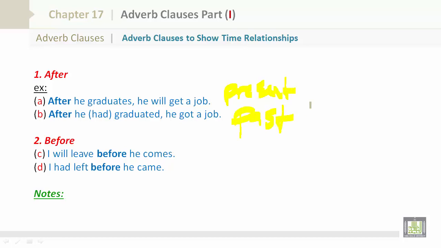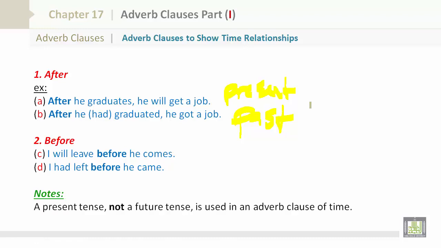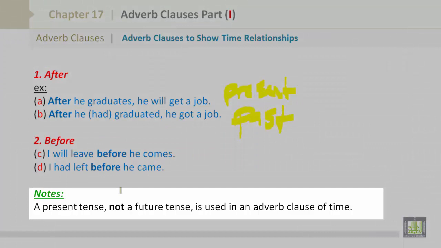Number 2, before. C, I will leave before he comes. D, I had left before he came. A and C are present tense, B and D are past tense. Please note that a present tense, not a future tense, is used in an adverb clause of time.